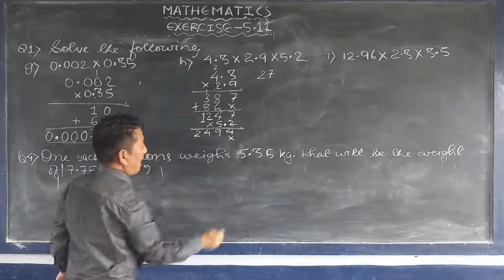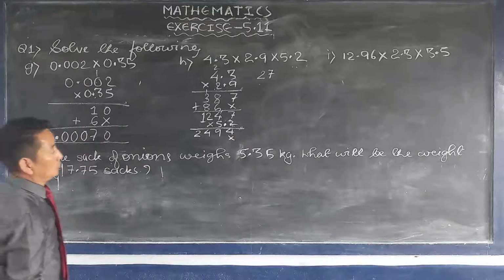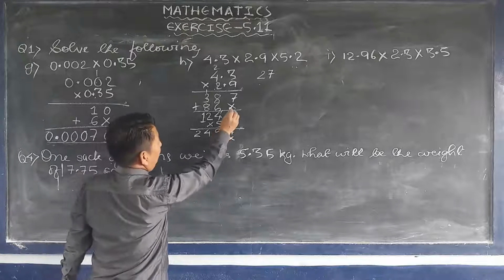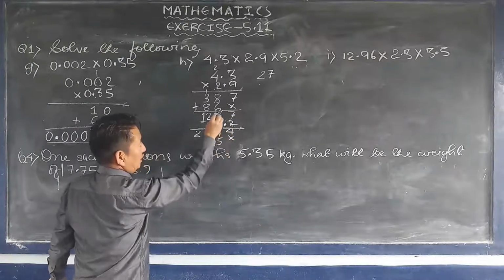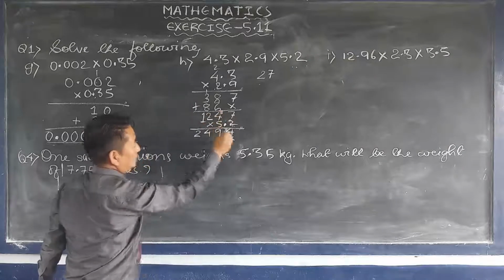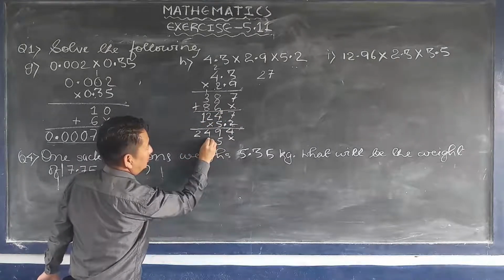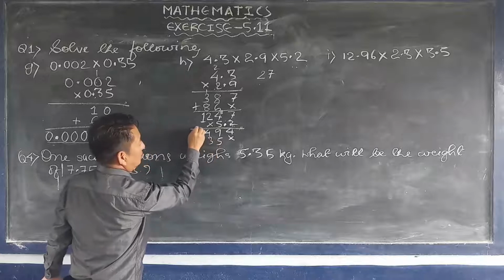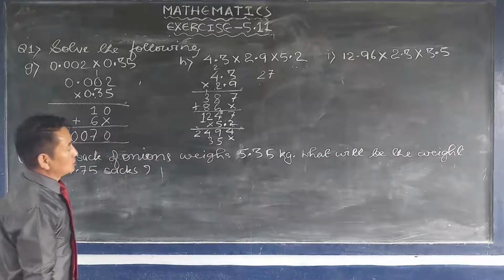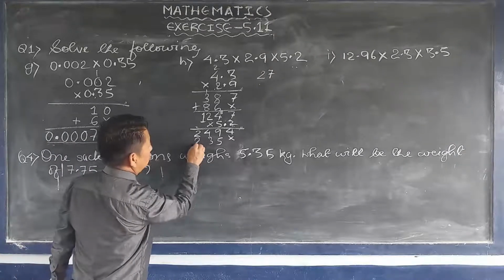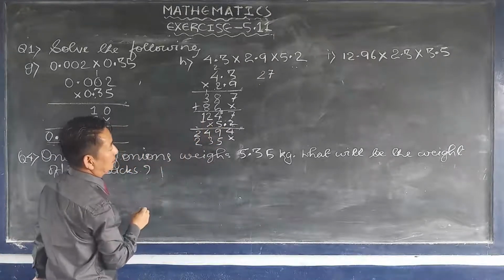Again this multiply by 5. 5 7s are 35. 5 3 carry on here. 5 4s are 20, 23. We'll write 3 here to carry on. 5 2s are 10. 10 plus 2, 12. 2. 5 1s are 5.